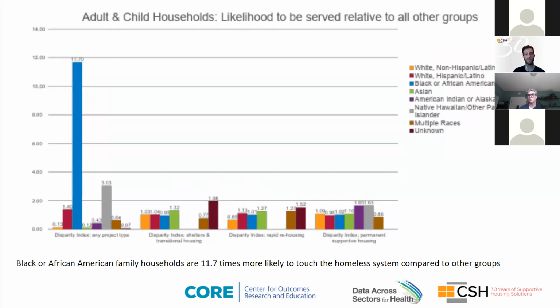And then we can also look at this by different types of households. So we slice this not just all households, but now looking at family households, so those that present with adults and children. And here we saw a really stark disparity of Black or African American households being 11.7 times more likely to family households to touch the system compared to non-Black family households. Next slide.